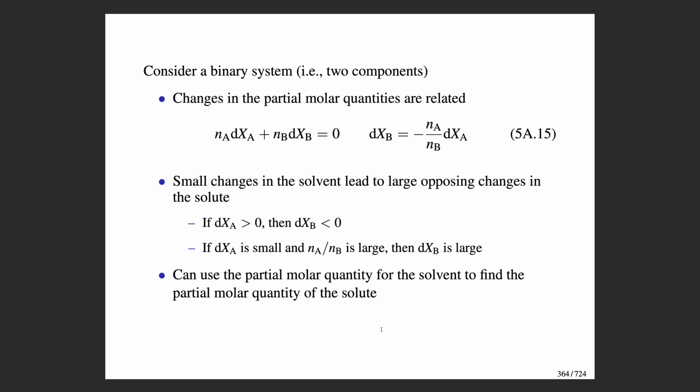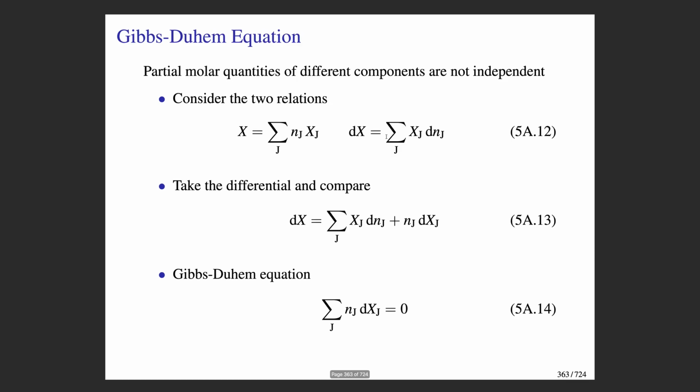We'll just consider a binary system containing two components. And then this is the expansion of the Gibbs-Duhem equation. And what it tells us is that a change in the partial molar of B is related to a change in the partial molar of A. And notice that there's this minus sign here. So if this guy increases, then that guy's going to decrease, and vice versa.